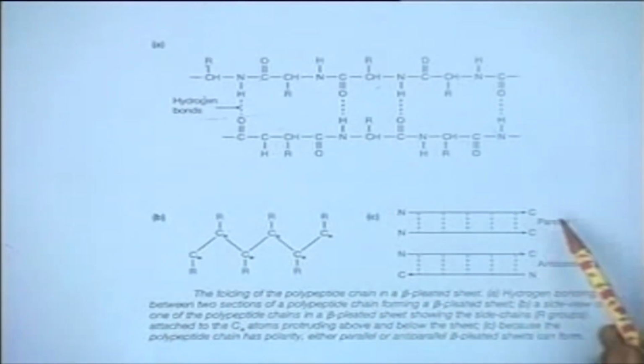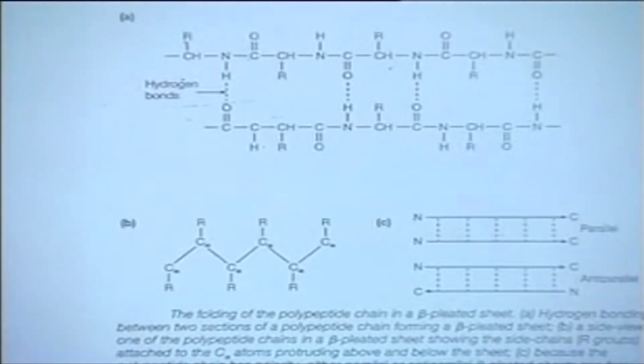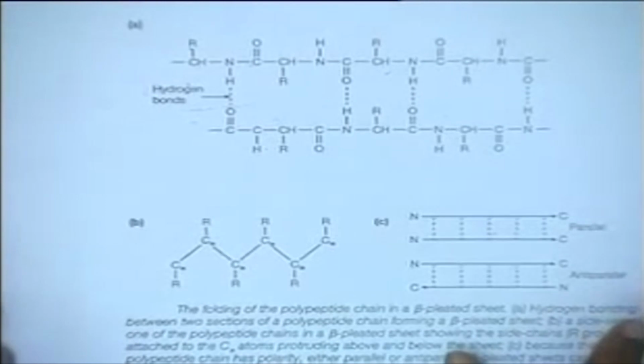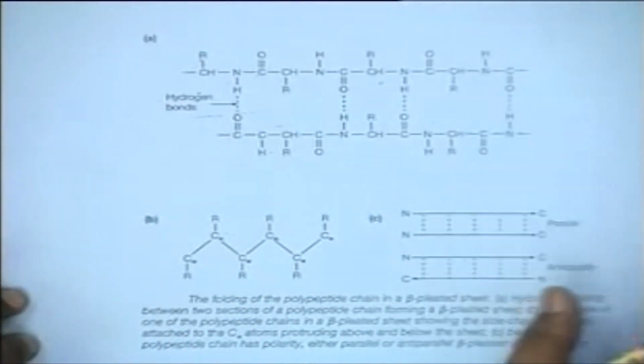Now they can be parallel or anti-parallel. The hydrogen bonding between two sections of the polypeptide chain can form a beta pleated sheet, and because the peptide bond itself has polarity, either a parallel or anti-parallel beta sheet can be formed, and you come across the alpha helix as well as beta pleated sheet structures very commonly in any given protein sample.